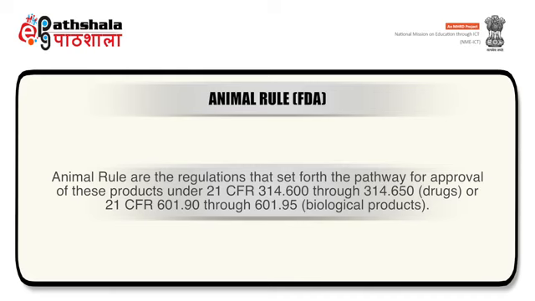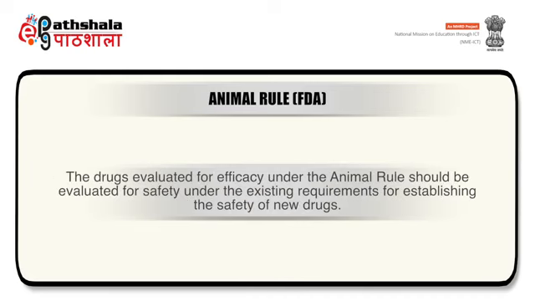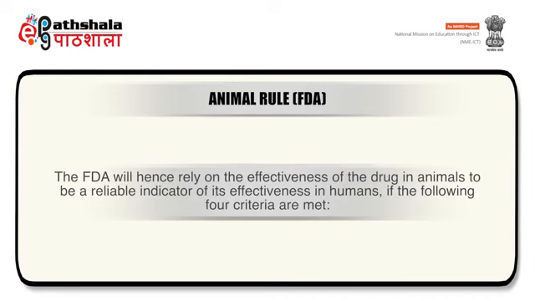21 CFR 314.6. The drugs evaluated for efficacy under the Animal Rule should be evaluated for safety under the existing requirements for establishing the safety of new drugs. The FDA will hence rely on the effectiveness of the drug in animals to be a reliable indicator of its effectiveness in humans if the following four criteria are met.